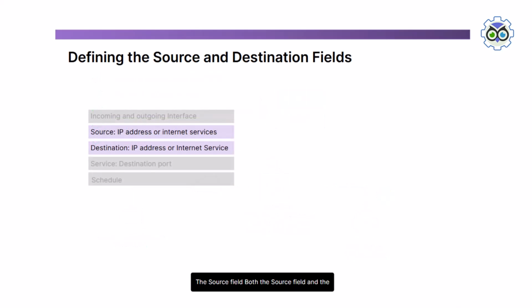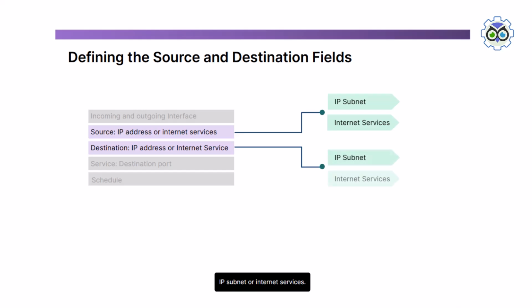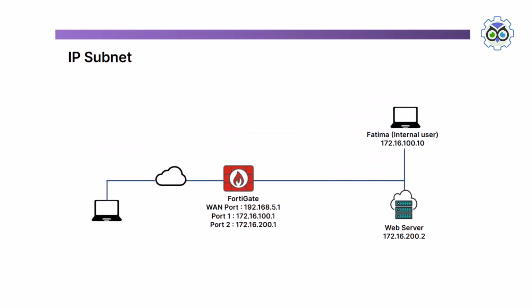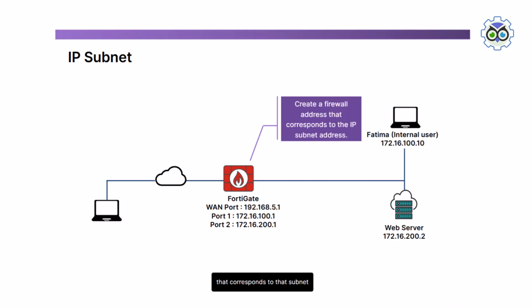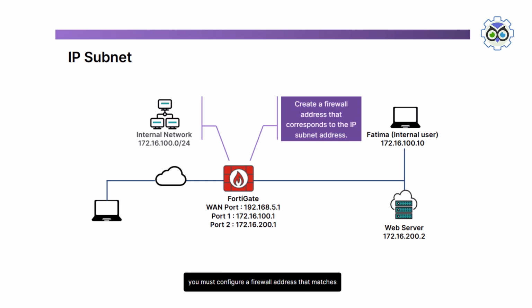Both the source field and the destination field of a firewall policy can match two different criteria: IP subnet or internet services. To use an IP subnet as the source or destination, you must first create a firewall address that corresponds to that subnet. To create a policy that allows internal users to access the internet, you must configure a firewall address that matches the IP subnet of the internal network and use it as the source in the firewall policy.